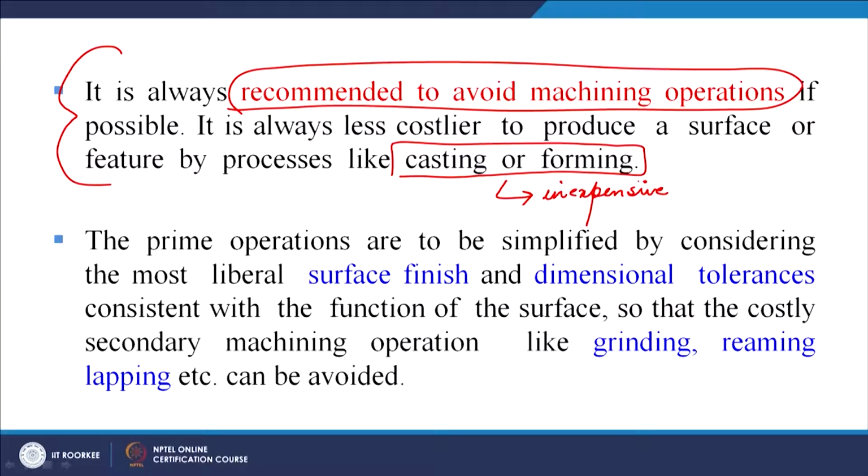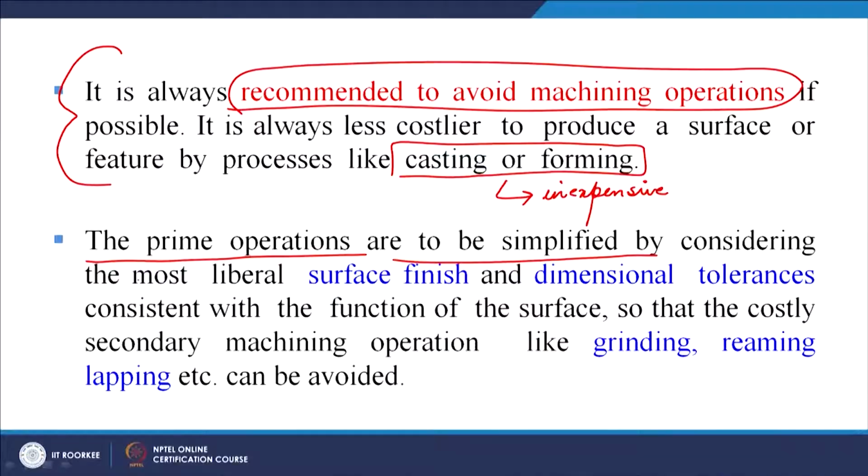The prime operations are to be simplified by considering. So this is another important guideline, that we must simplify our product design. Why? Because it will become easier to machine. We want that the product design may be made easily. How can we do that? It is also given. It must be simplified by considering the most liberal surface finish and dimensional tolerances.